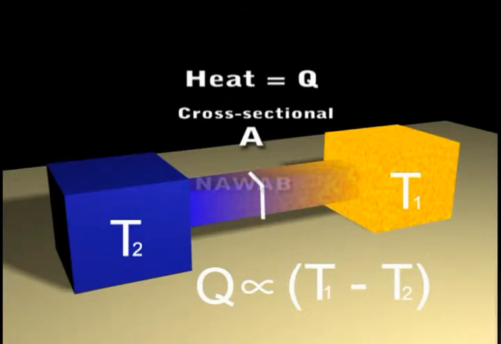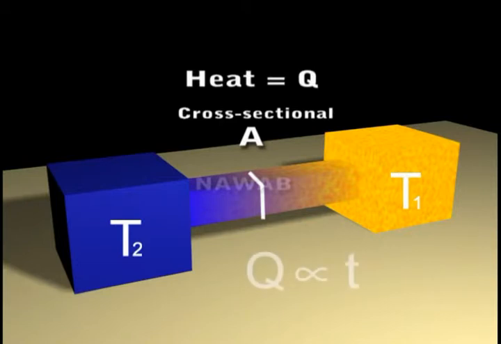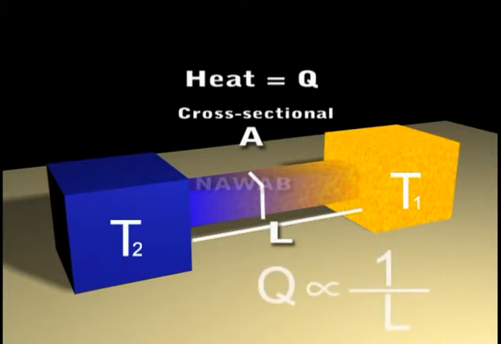Time. In longer time t, more heat Q will flow across the rod. Q is directly proportional to t. Length of the rod. Shorter the length L, greater is the quantity of heat Q which reaches the far end. Q is directly proportional to 1 over L.